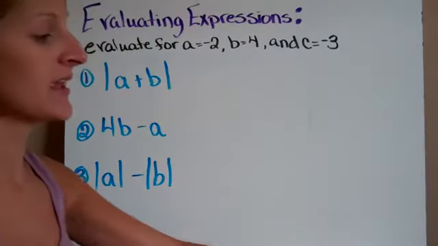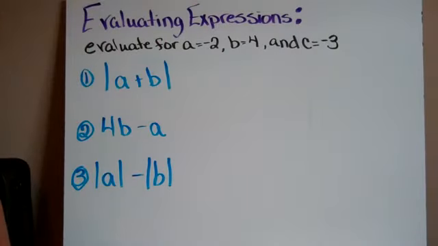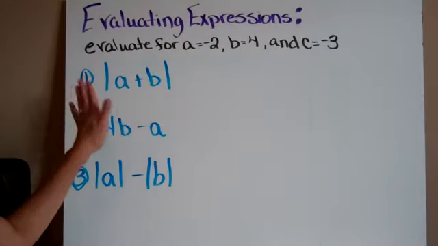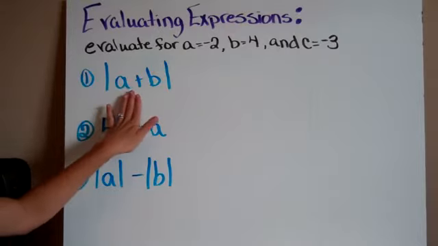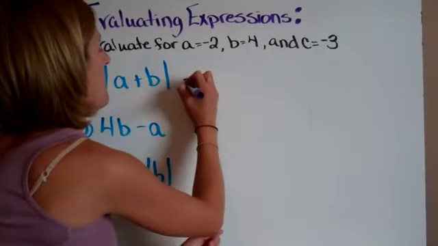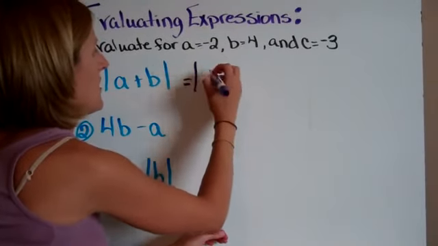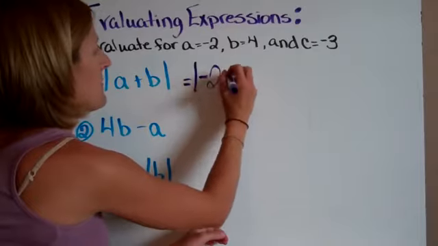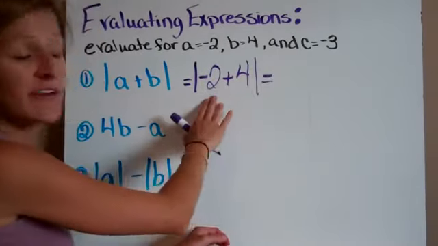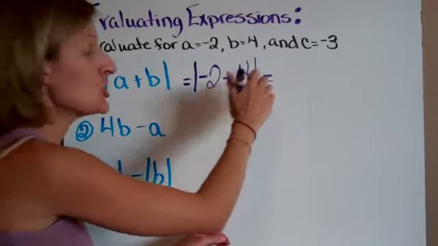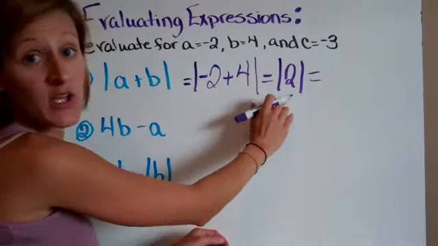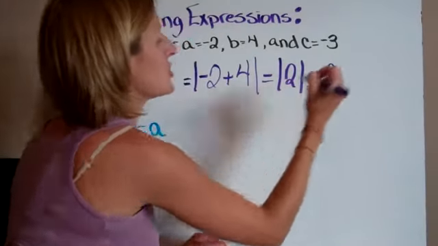This last one, we're taking our subtraction of real numbers and we're going to use it with evaluating expressions. So this first one, I have the absolute value of a plus b. A is going to be negative 2, b is 4. So I plug them in. I have the absolute value of a, which is negative 2, plus b, which is 4. We know negative 2 plus 4 is 2. So I still have my absolute value bars. And the absolute value of 2 is 2.